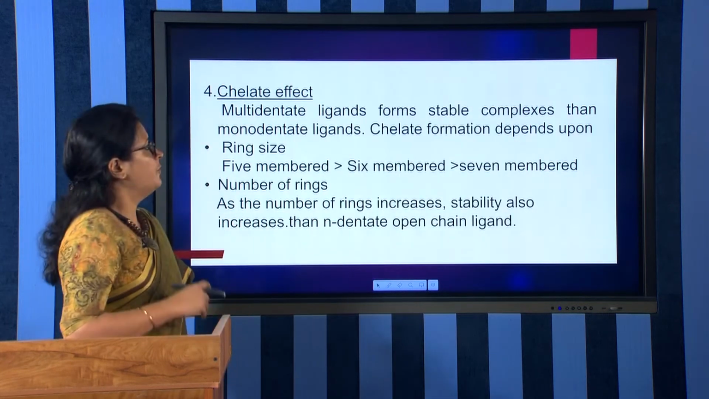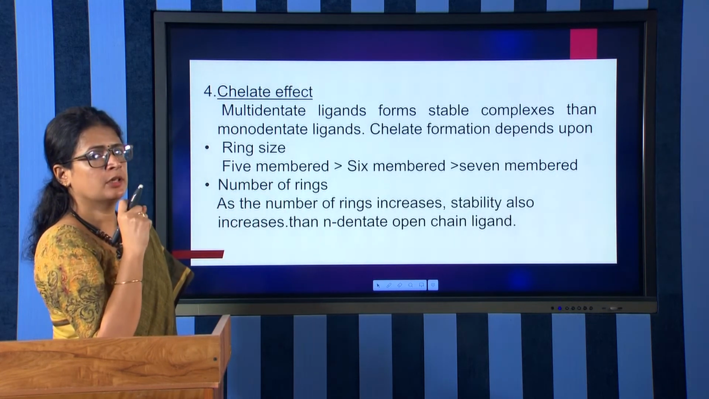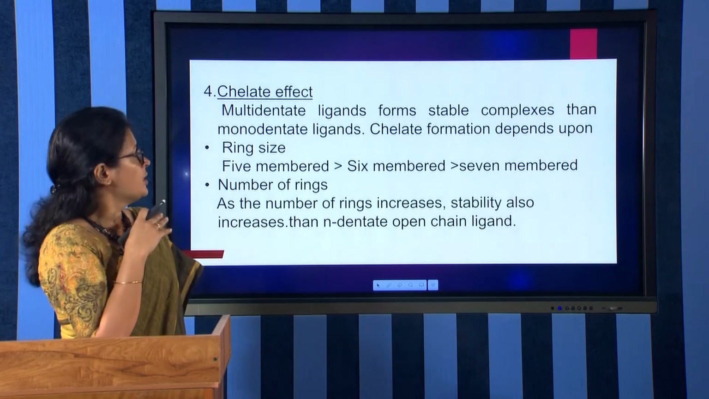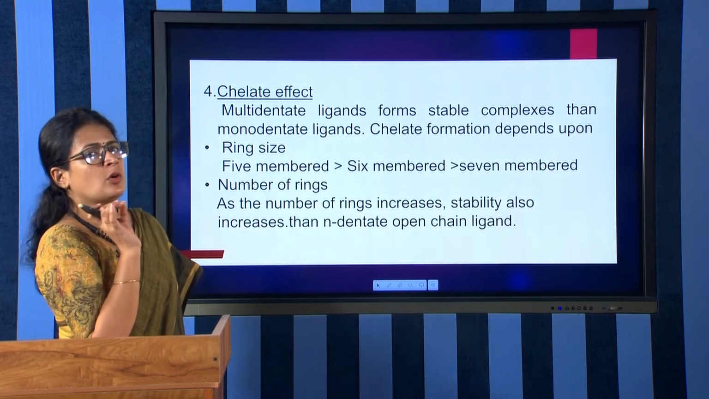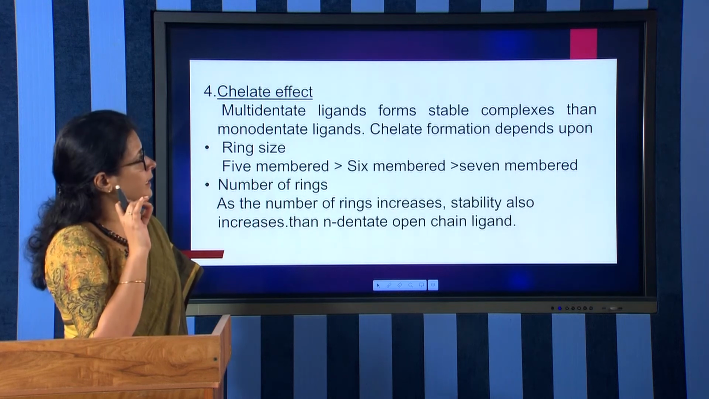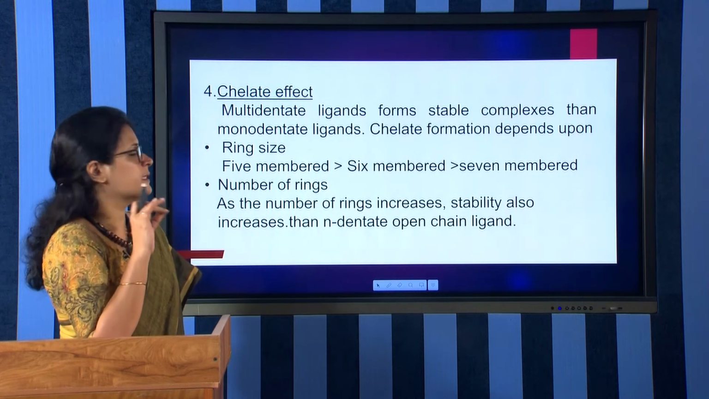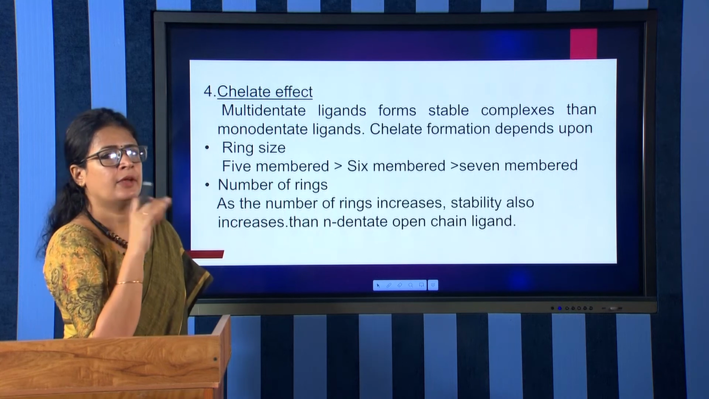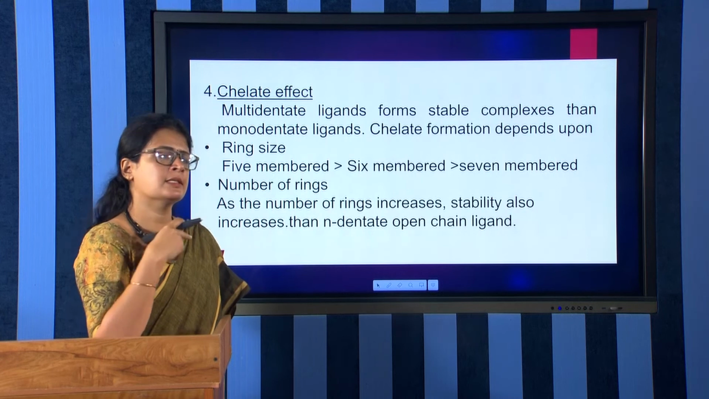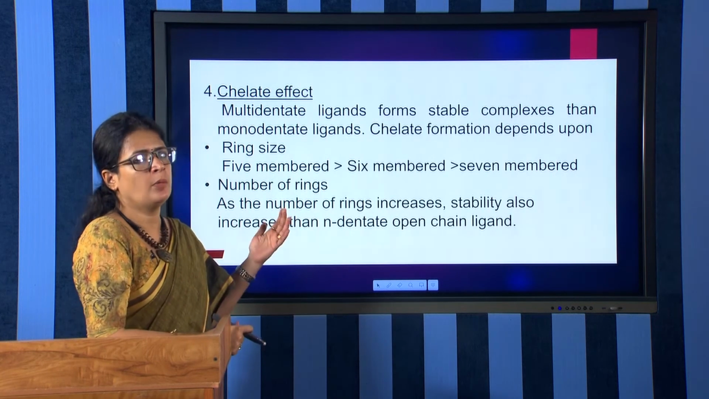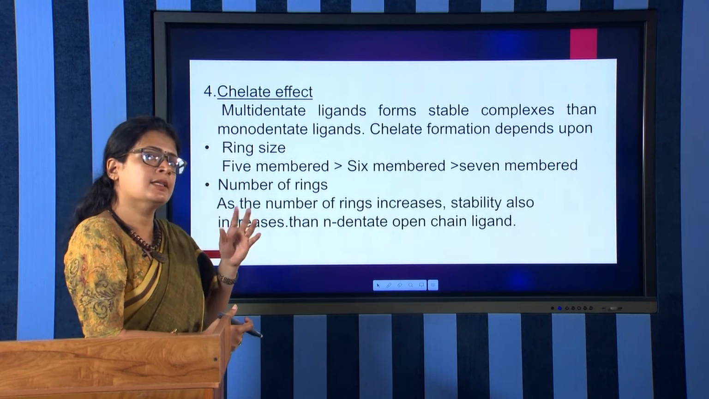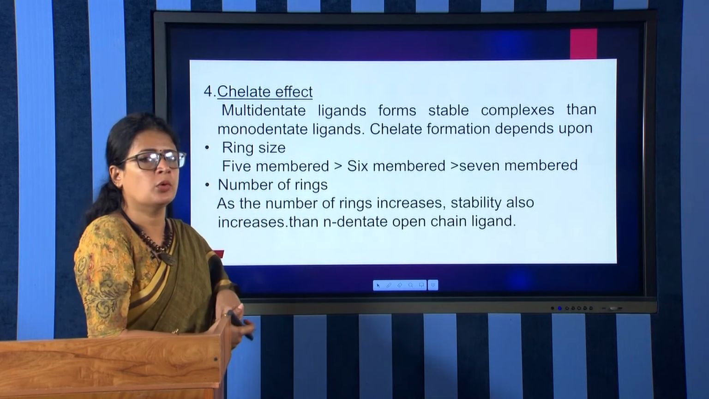And now, the fourth effect is the chelating effect. We have already studied what chelates are, what chelation is, etc. This chelating effect is also a very important factor in the formation of a stable complex. Multidentate ligands form more stable complexes than monodentate ligands. We have already explained the phenomenon using thermodynamic functions, and that is why chelating ligands are more stable when compared to monodentate ligands.